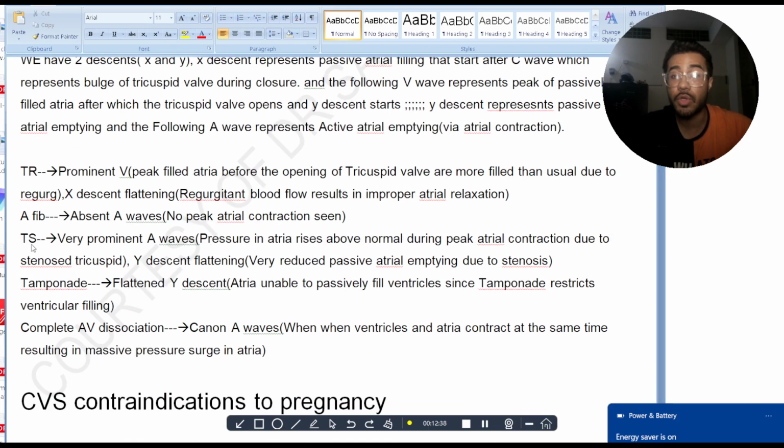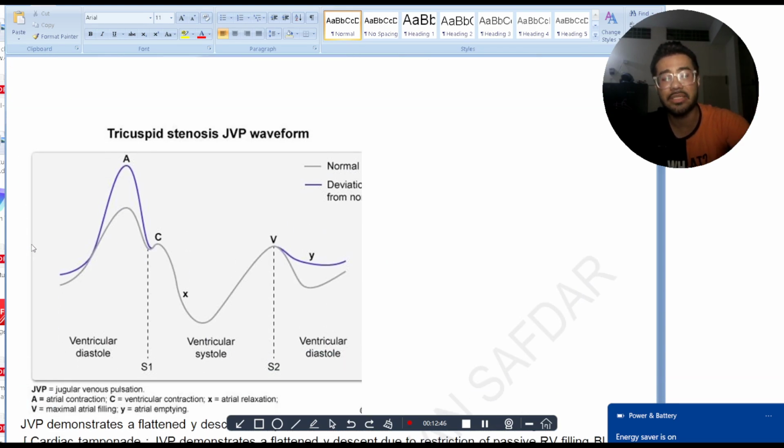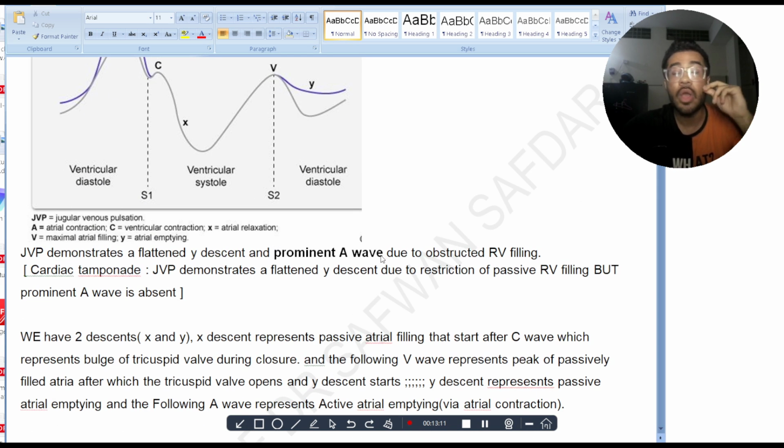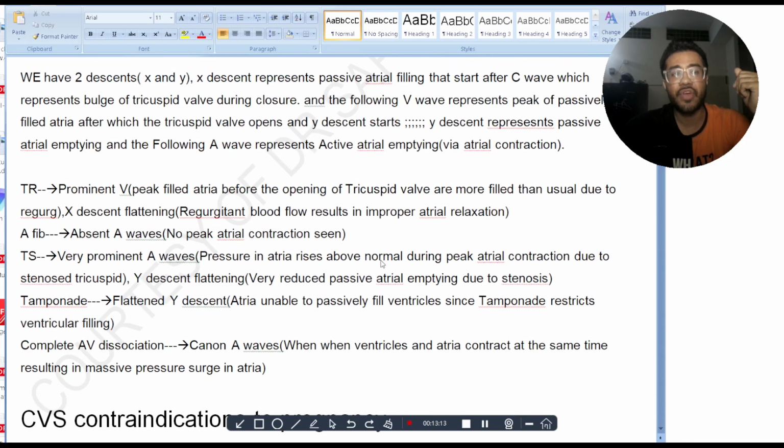Tricuspid stenosis, I told you all the parts of the JVP waveform where the atria are contracting, the pressure would be greater. That is all the ventricular diastole parts. Flattening of Y and very, very prominent A waves. So when the pressure rises in a certain chamber, you get the descents flatten and the waves become prominent. This is the X descent, so you will say the X descent flattens. This is the Y descent, you say the Y descent flattens, and these are the waves A and V. You say they become prominent. So this is how you make sense of these findings.